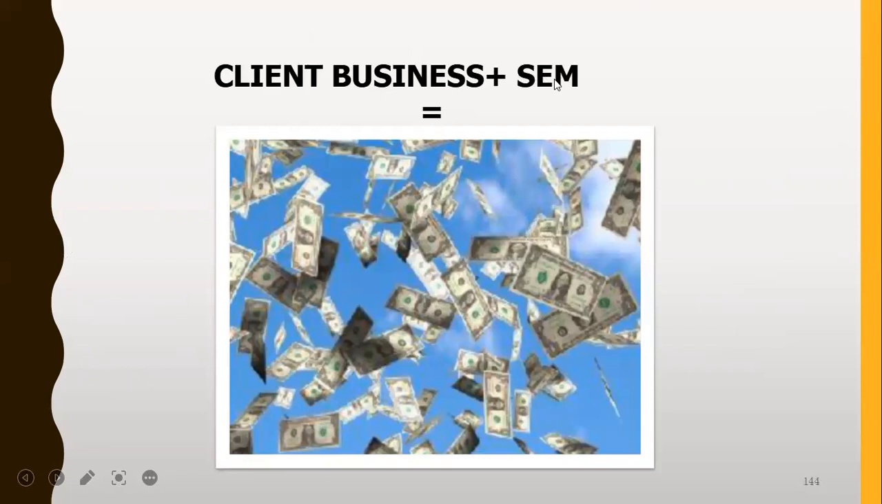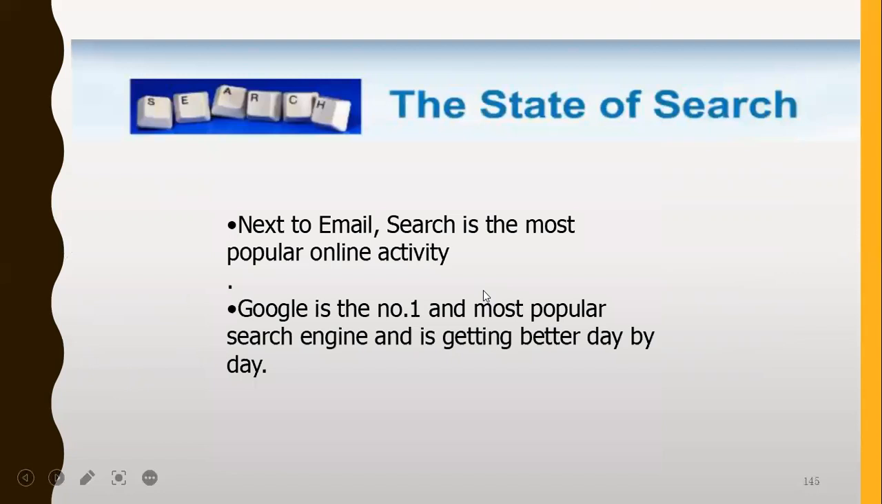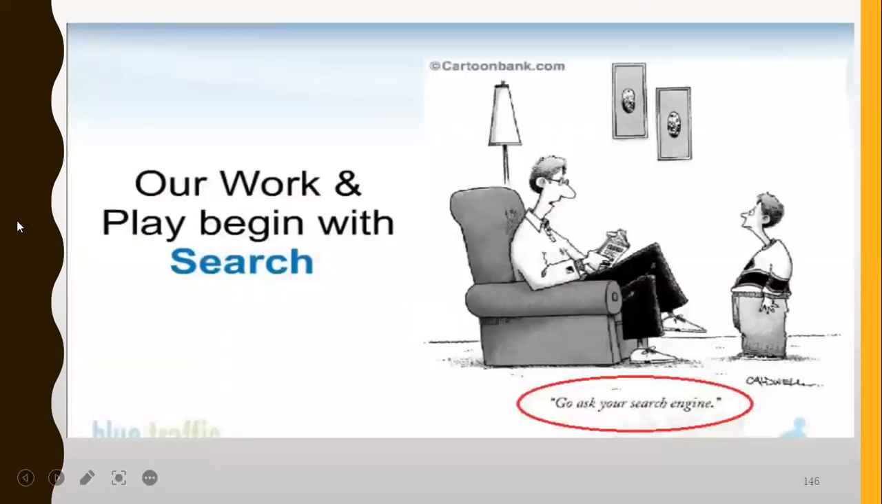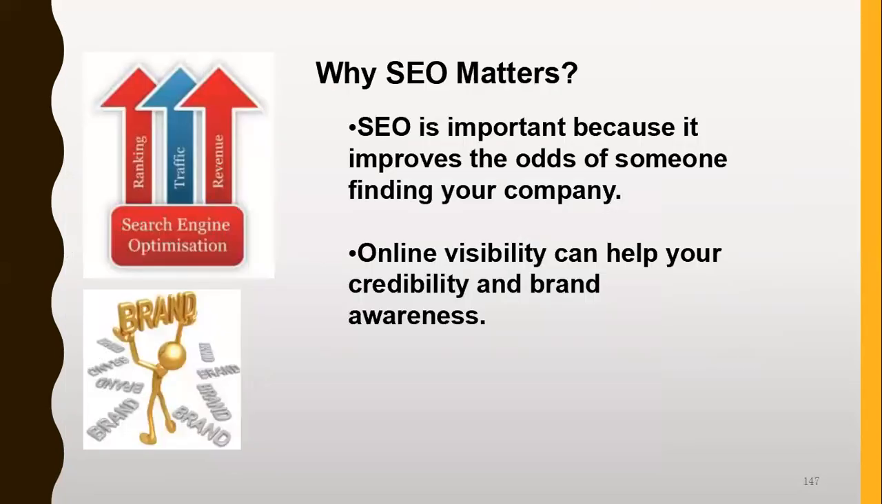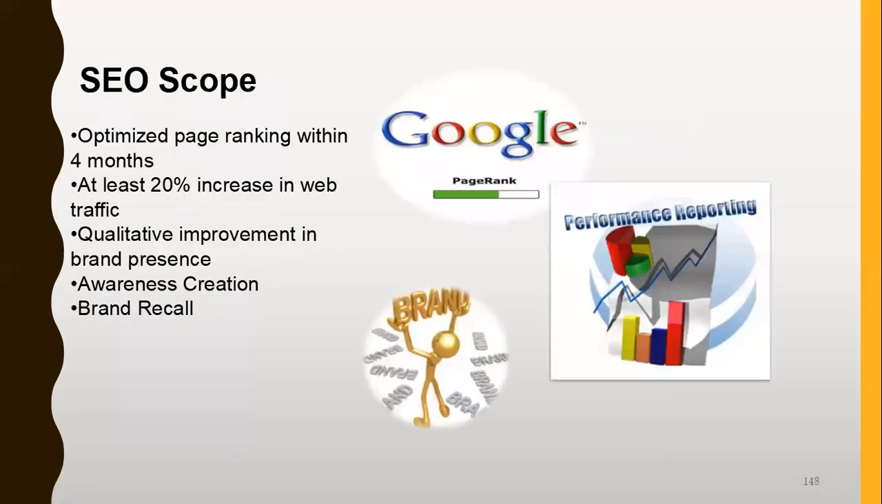Client businesses plus search engine optimization or search engine marketing, you have lots of cash. Okay, search is very important. Google is the number one. I've talked about that. Everything begins with a search. Somebody's looking for something, he's going to go to Google and search. So the question is, if he searches, can he get to you? So visibility is key, and that's what search engine marketing, search engine optimization does for us. Google is one of the top best, and that's why we want to make sure that we target our ranking on Google first page.